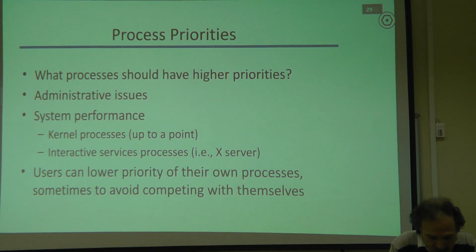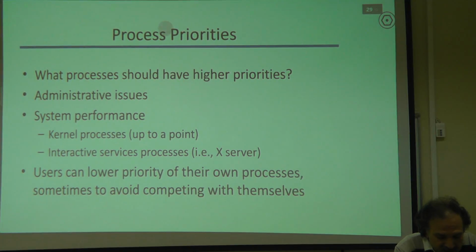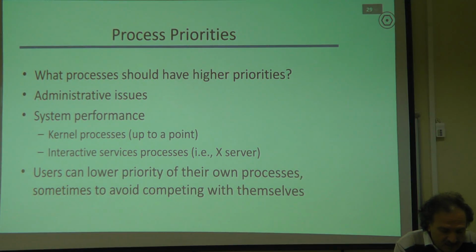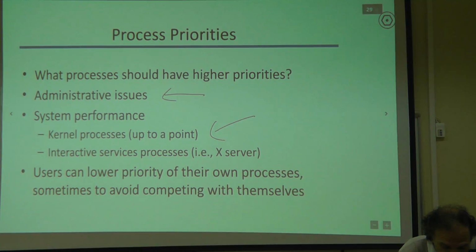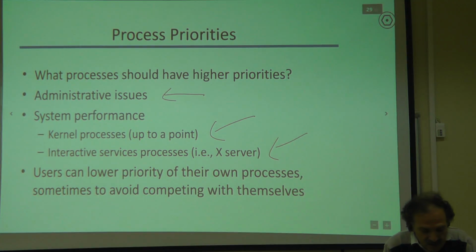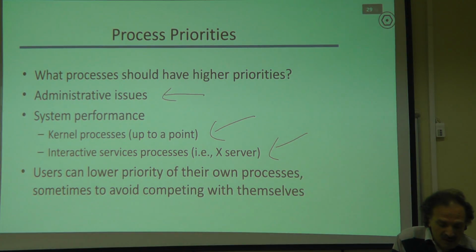Okay, so process priority. What processes should have higher priorities? Administrative issues, operating system issues, kernel processes, and interactive service processes. These must have high priority. Otherwise, the system cannot continue its tasks, or the interactivity of the system goes down.